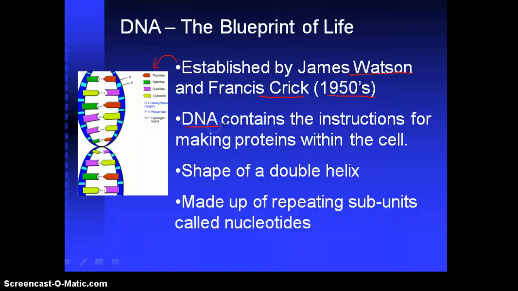DNA does contain the instructions for making proteins within the cell, and this is a key part. We're going to get to this more in Chapter 10, Section 3, as far as how the DNA makes up the proteins. The shape is a double helix, and it's made up of repeating subunits called nucleotides. So we'll look at that shape and what a nucleotide is. You can see here in the drawing we have thymine, adenine, guanine, and cytosine. We'll get into those on another slide, but you can see they're connected, and notice they're in repeating patterns.